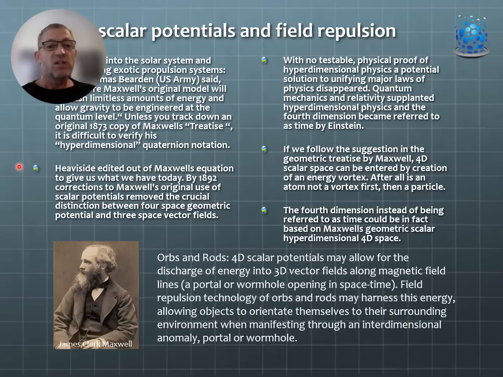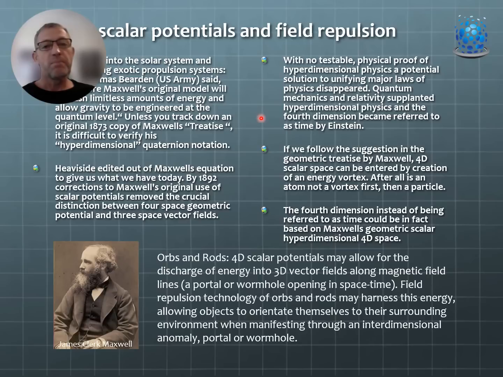So by 1892, the corrections to Maxwell's original use of scalar potentials removed the crucial distinction between 4-space geometric potential and 3-space vector fields. So that means there was no testable physical proof of hyperdimensional physics. So the potential solution to unifying major laws of physics disappeared.